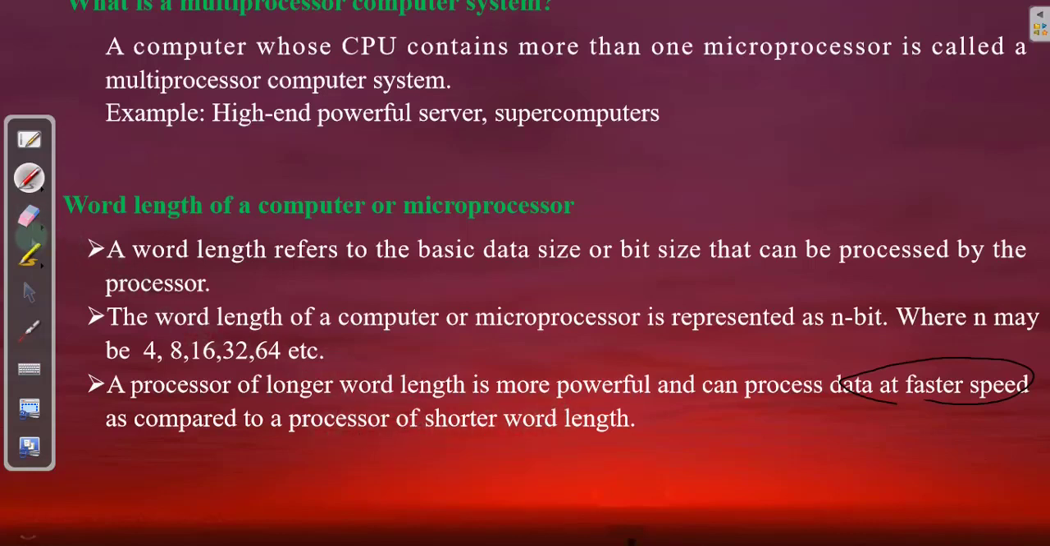Now I request everyone to write down this very important point. It can be a true or false question: a processor of longer word length is more powerful than a processor of shorter word length. True or false? This question may come in the exam. I already told you in the last class also, if I ask you to write down a point, please write it down, because that question might come in the exam. So I hope this is clear to everyone.